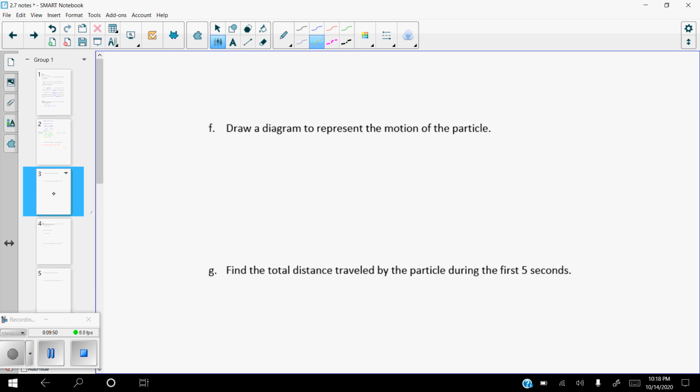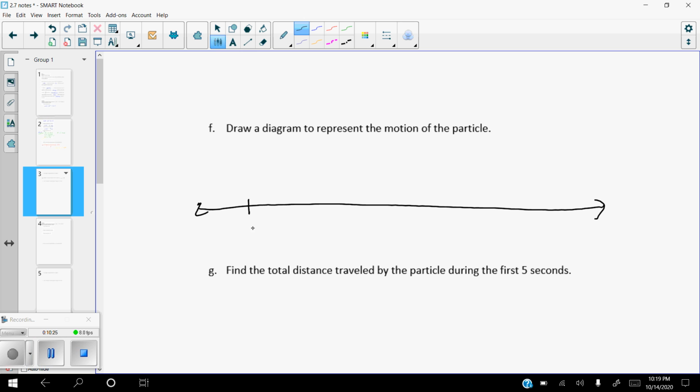All right. Letter F. This is where we're going to have to stretch things just a little bit because it wants us to draw a diagram to represent the motion of the particle. The problem is the particle is moving in a straight line. And the reason that's an issue is because I can't really show very easily that this particle is going to bounce back and forth on the line without actually overlapping myself. You'll see what I mean.